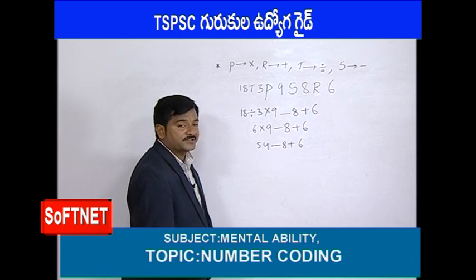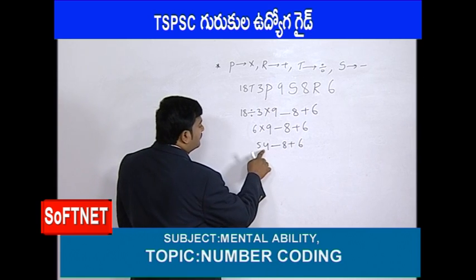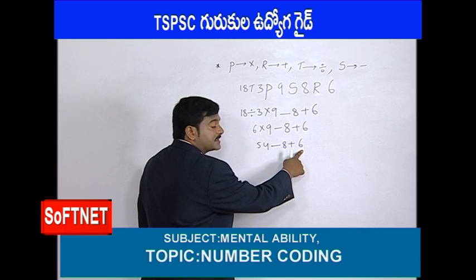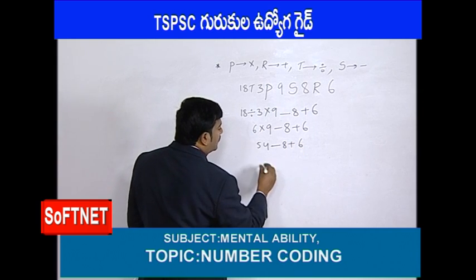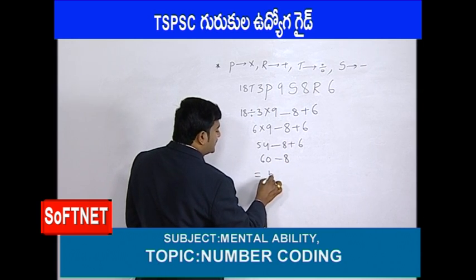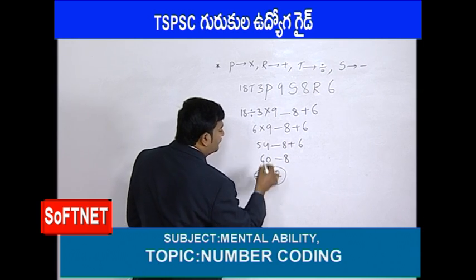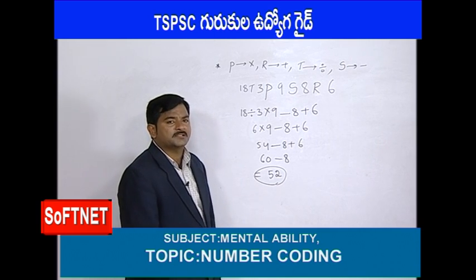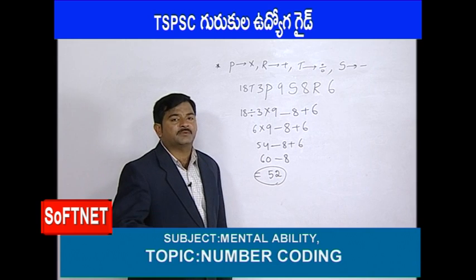First you have to do the addition, then subtraction. 54 plus 6. Here plus is there, here also plus is there. That's why 54 plus 6 is 60. 60 minus 8 means how much am I getting? 52. Hence the final answer is 52. There is nothing more in that. It is the concept of mathematical coding.